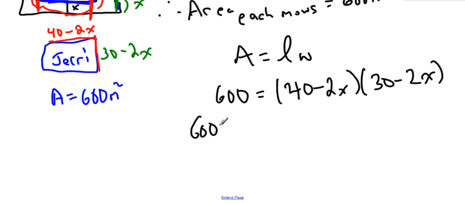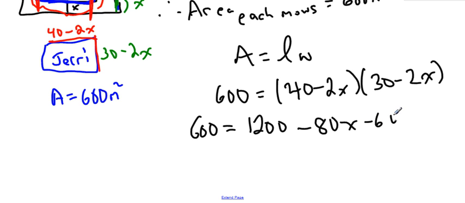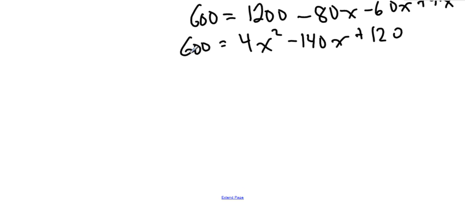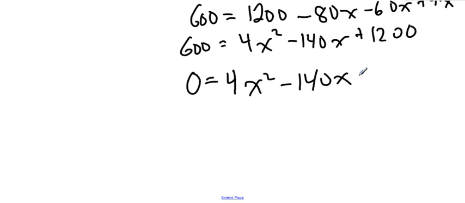On the right side of this equation, I'm going to do FOIL: first, outsides, insides, lasts. Now I'm going to rearrange it so it's in the proper order, collecting like terms. So 4x squared minus 140x plus 1200. Then because we need to make the equation equal 0, I'm going to subtract 600 from both sides. And that gives me, oops, I forgot a 0 right there. So there's my equation, and we need to solve for x.